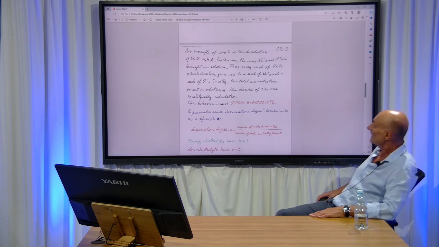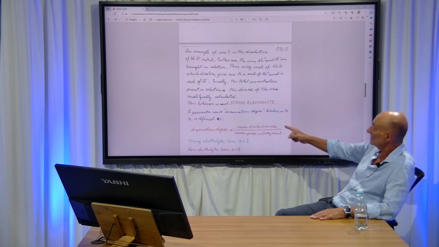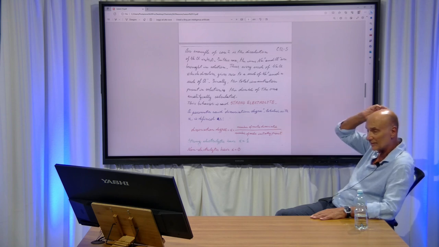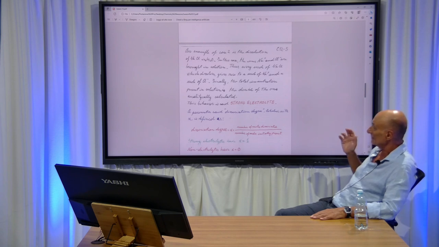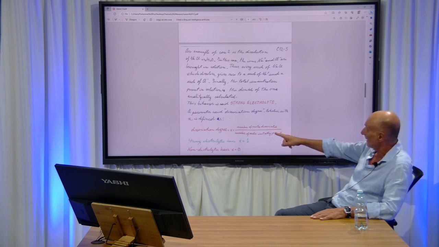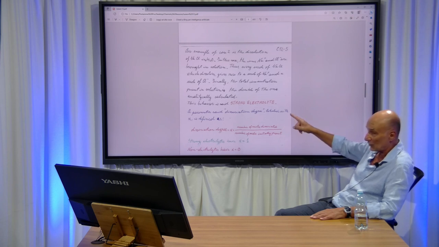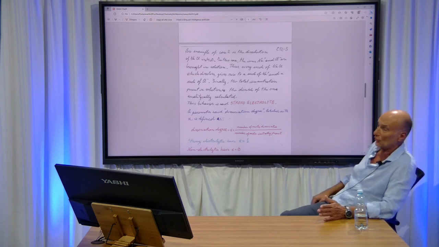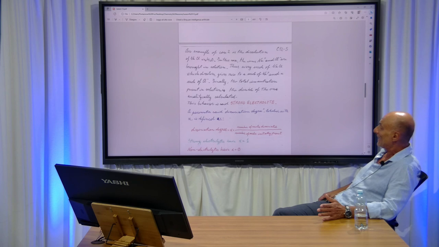This behavior is said to be the behavior of a strong electrolyte. To distinguish the behavior of weak, non-electrolyte and strong electrolyte, a parameter called the dissociation degree is used, labeled with the Greek letter alpha. This parameter, the dissociation degree alpha, is defined as the fraction of the number of moles of the solute that are dissociated, divided by the number of moles initially present.